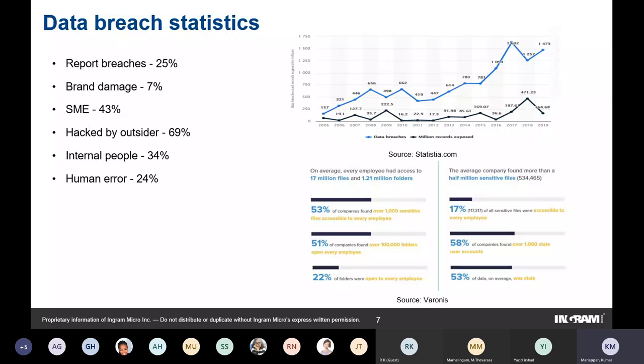So this is something we have to be very careful about. There are ways to prevent human error. One of the key ways is cybersecurity awareness. Creating awareness among the employees in the organization will safeguard against breaches.